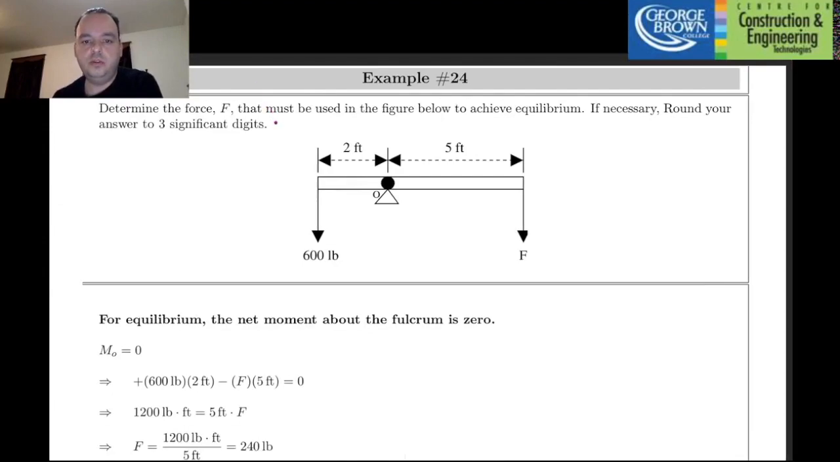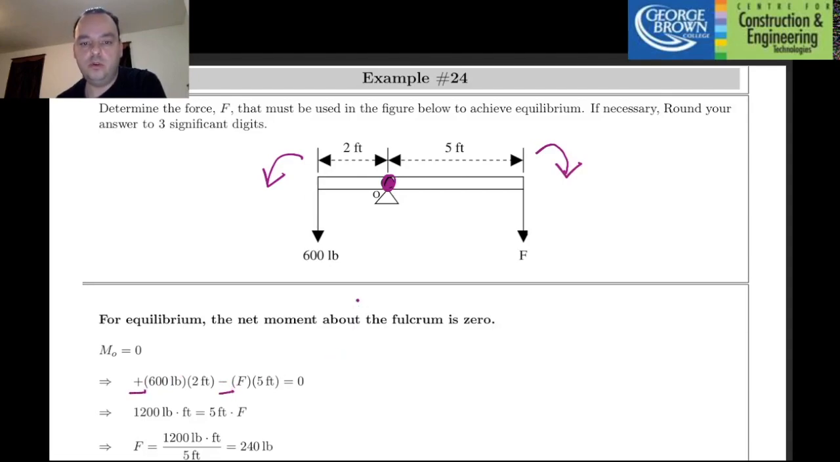The next example is similar to the previous two examples. However, in this case, we're not interested in finding the location of where the force is placed, but what the actual force should be in order to have equilibrium. So, if we were to look at equilibrium about this point O here, we would notice that the 600-pound force induces a positive moment, and the force F induces a negative moment. And there they are, positive and negative.